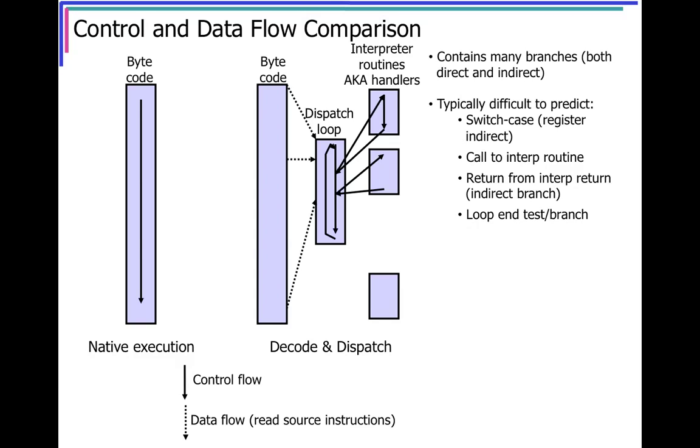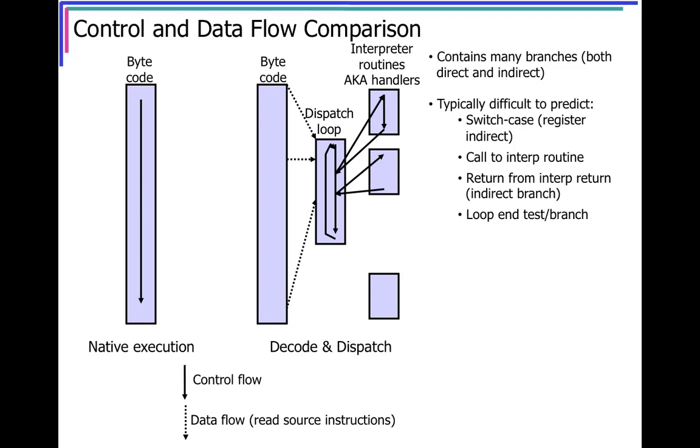So when we're talking about decode and dispatch loops and interpreters, not only do we have a lot more branches introduced on top of what the program already has, all of these branches, direct and indirect, are difficult to predict. The switch case we have no idea about. We have to load the opcode and evaluate it and figure out what its target is, put its target into a register, and use the switch case to jump to the handler. This is a register indirect branch. Very hard to predict because it really depends on what the next instruction is.